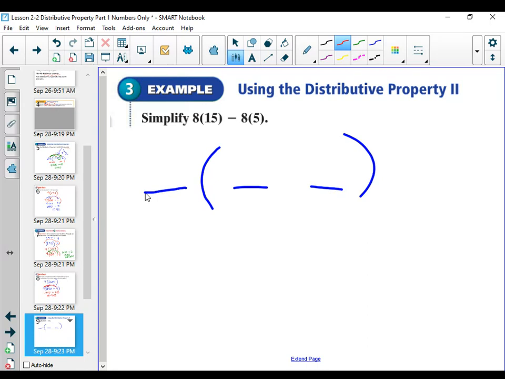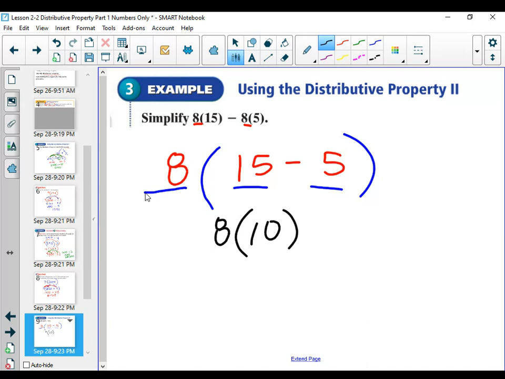Whatever number got multiplied first. What's left for the inside then? 15 minus 5. Turns out this problem is easier to not do the distributive property, to undo it. Because 15 minus 5, I can just use order of operations. 8 times 10, that's one of my easiest facts, times 10.